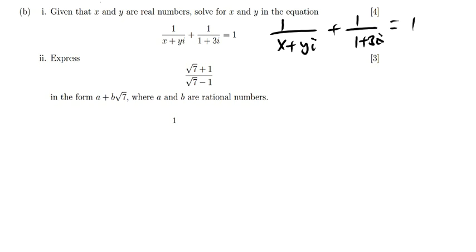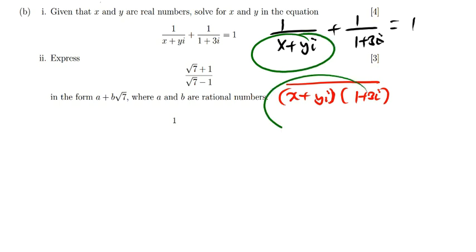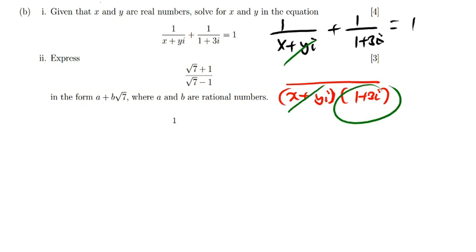Now in this case, I'm going to find the common denominator. So what is our common denominator in this case? We are going to get what is on the bottom there. I put them in brackets, 1 plus 3i also in brackets. So what I'm going to do now is multiply x plus yi into everything here, and that will cancel. I'm going to remain with 1 plus 3i. So 1 plus 3i times 1, I will just have 1 plus 3i.